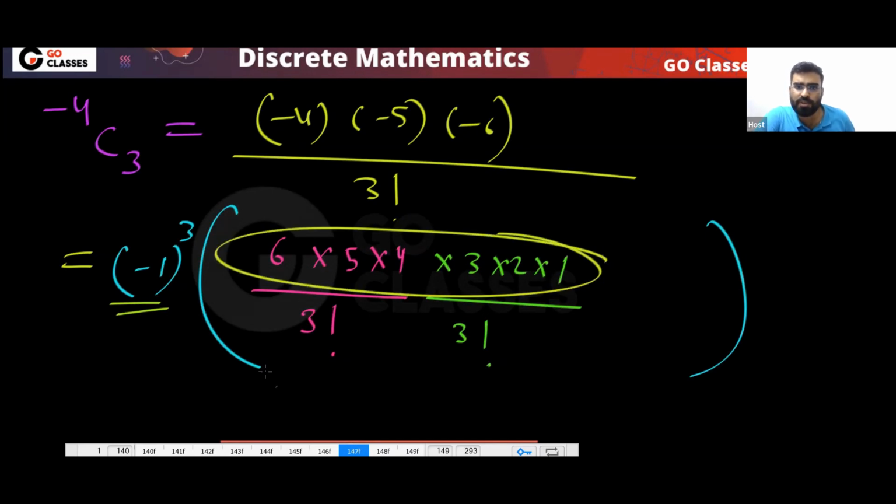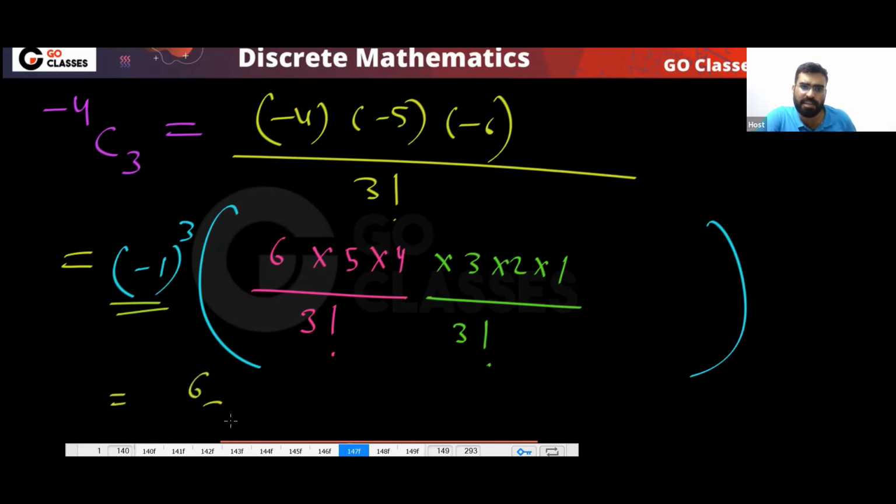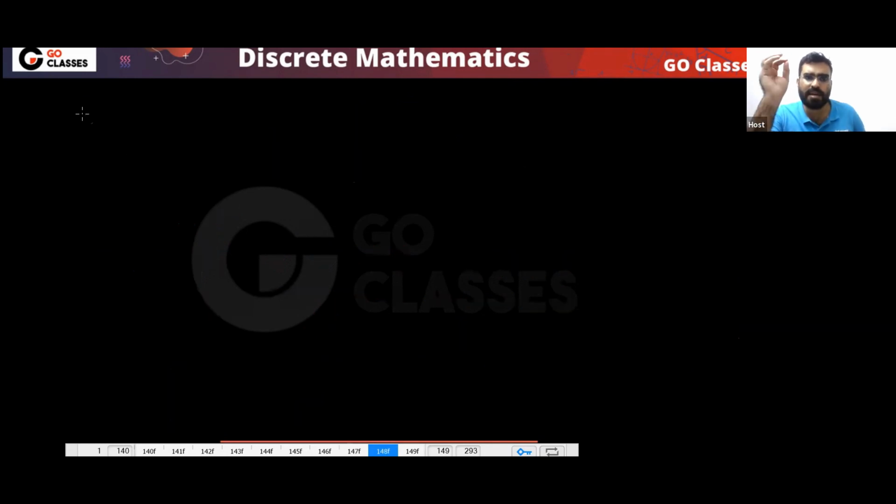So this will become 6 factorial. So finally, what I'm getting? I'm getting 63 times minus 1 power 3. Don't forget about minus 1 power 3. So I'm getting minus 1 power 3 into 63.